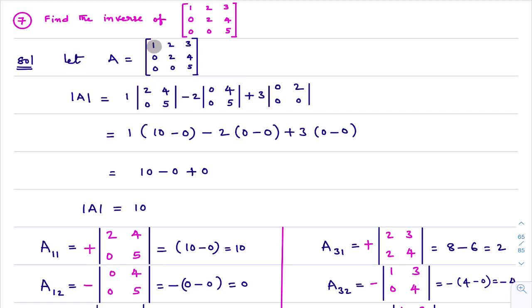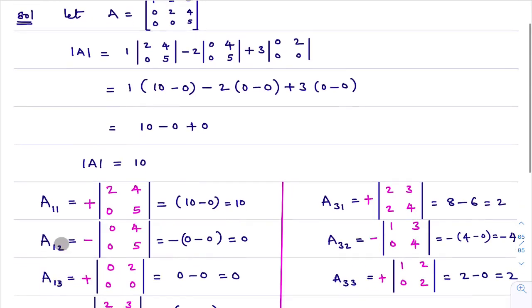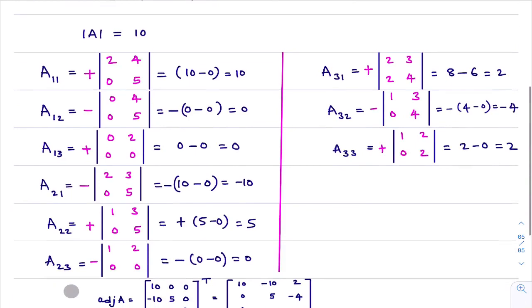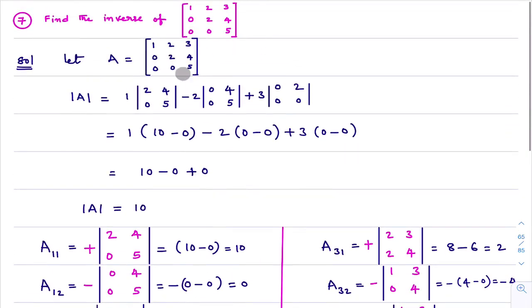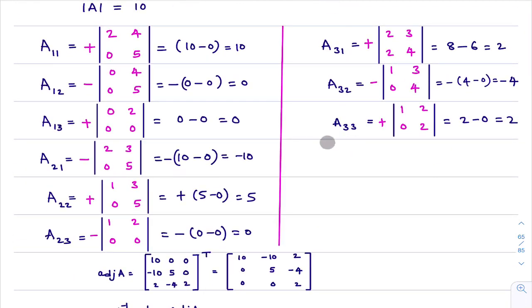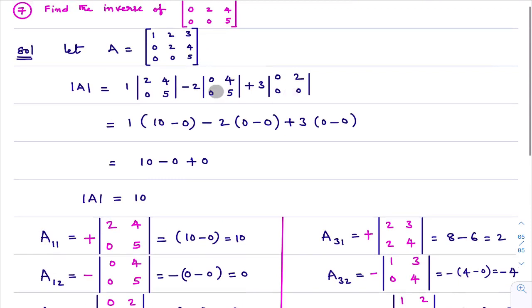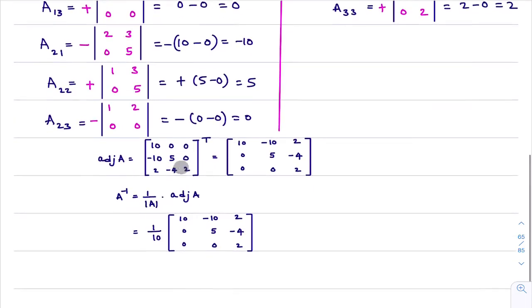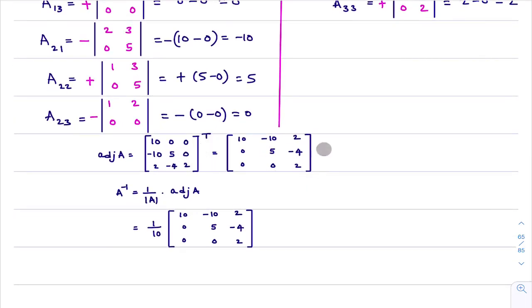Cofactor of this element is denoted by capital A11. Cofactor of this element is denoted by capital A12, this one A13, this one A21. Like that, I am going to calculate the cofactors of all these elements. I have written here A21, A22, A23, A31, A32, A33. All these are cofactor notations. I hope you are understanding. So now I'll calculate the cofactors of all these elements, and then I'll calculate adjoint A, which is the transpose of the cofactor matrix.